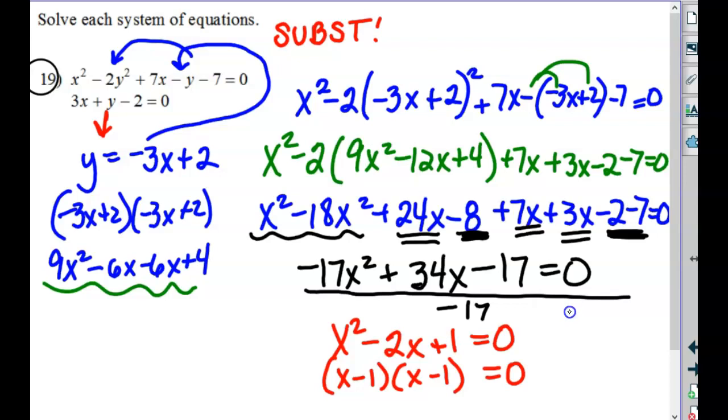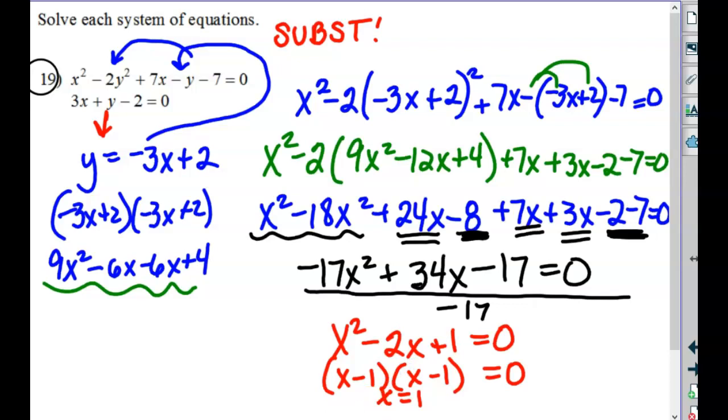Minus 1 and minus 1, right? So x equals what? Positive 1. Most of the time, these have more than one solution. This one happens to have only one solution.